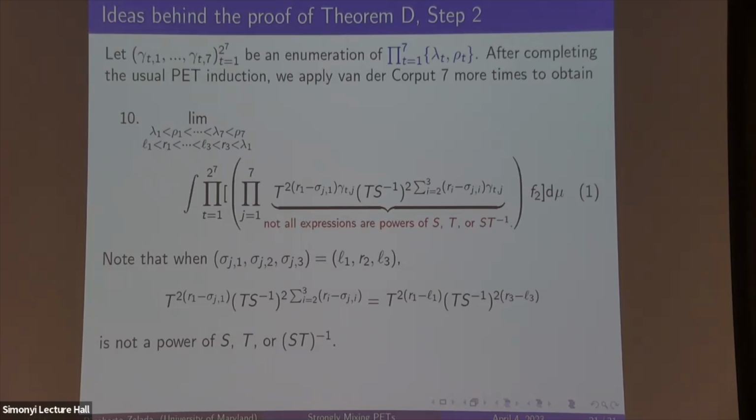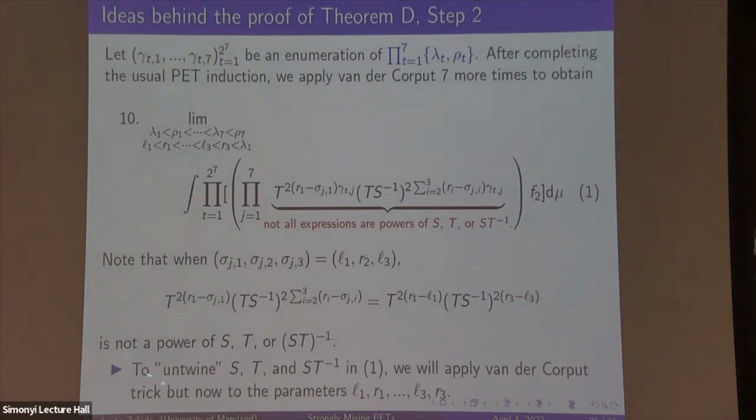Right, so now what do we do with this? As I said, we have to look at the structure. The structure is an operator here, gamma tj, another operator here, gamma tj. Okay, so what we will do is we will try to untwine st and st inverse. They are entwined in some way, as you can see here. So we'll try to untwine them using van der Corput, but now we will apply it to the parameters.